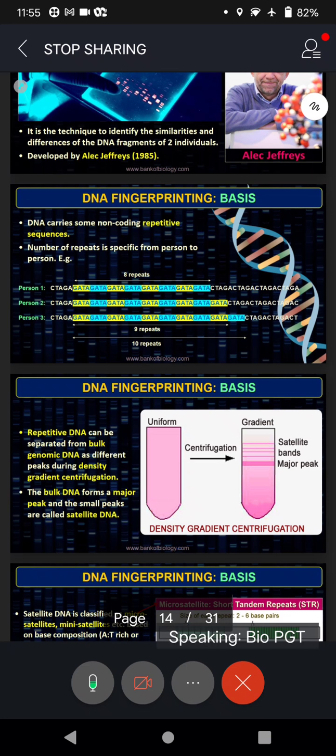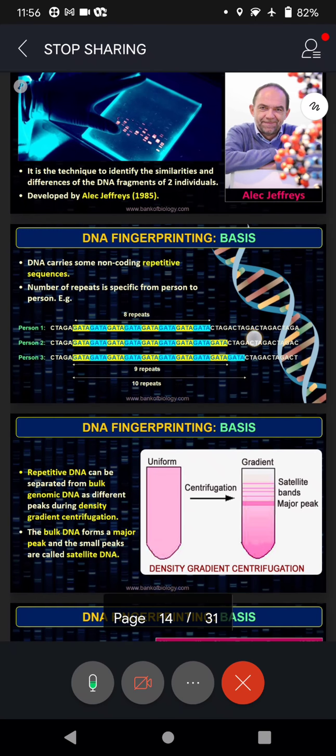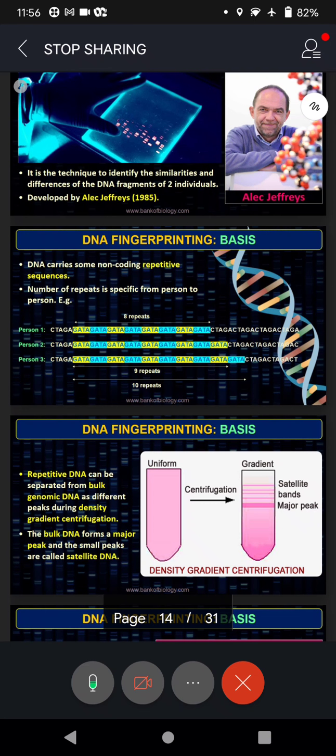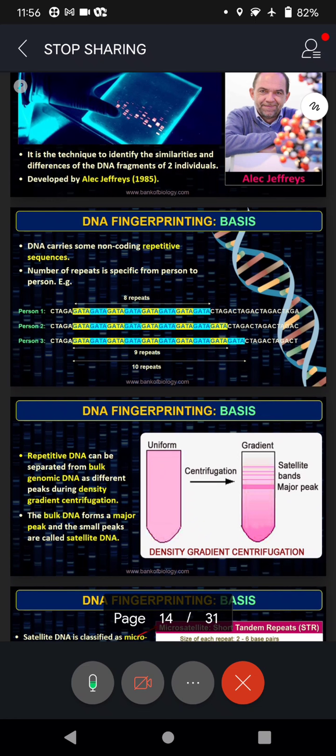VNTRs have another name, which you must have read in some books, though not in your textbook. They are called minisatellites. The other name for VNTR is minisatellites. And again, these minisatellites were discovered by this man only, Alec Jeffreys. And this restriction fragment consists of a hypervariable repeat region of DNA having a basic repeat sequence of 11 to 60 base pairs.